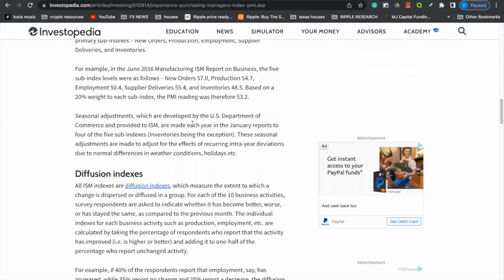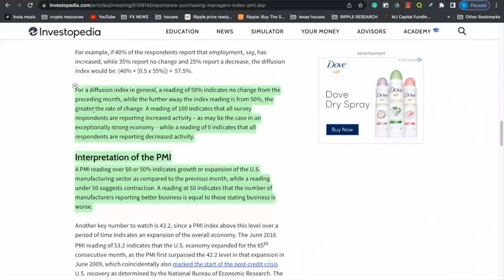So scrolling down here, just something interesting to read, which is why the news came out bullish for the United States dollar and the United States economy. For diffusion index in general, a reading of 50% indicates no change from the preceding month, while the further away the index reading is from 50%, the greater the rate of change. A reading of 100 indicates that all survey respondents are reporting increased activity. So with that being said, a PMI reading over 50% indicates growth or expansion of the US manufacturing sector as compared to the previous month, while a reading under 50 suggests a contraction. So what did we see, guys and gals?